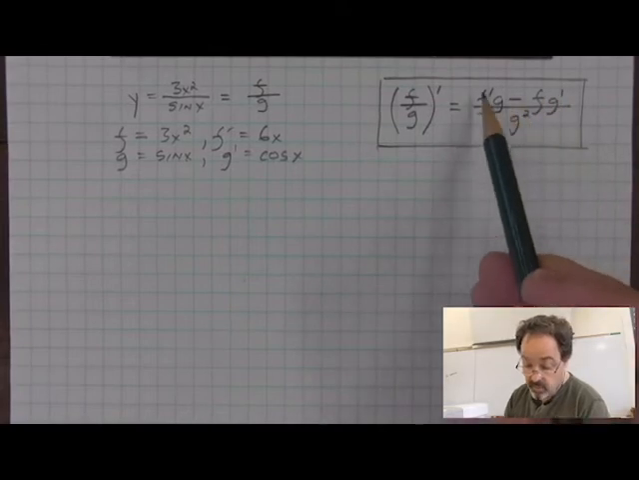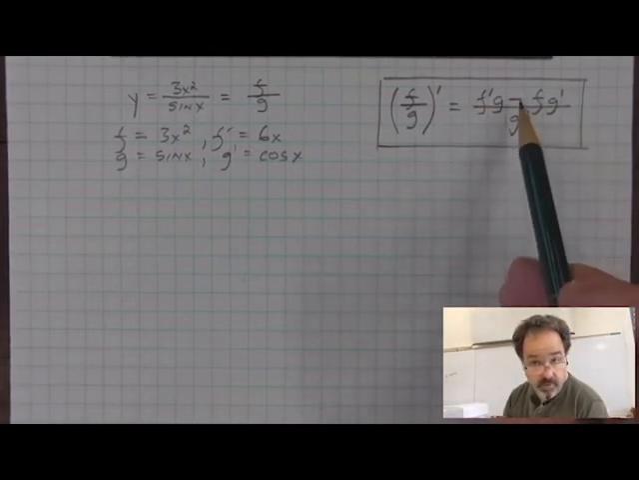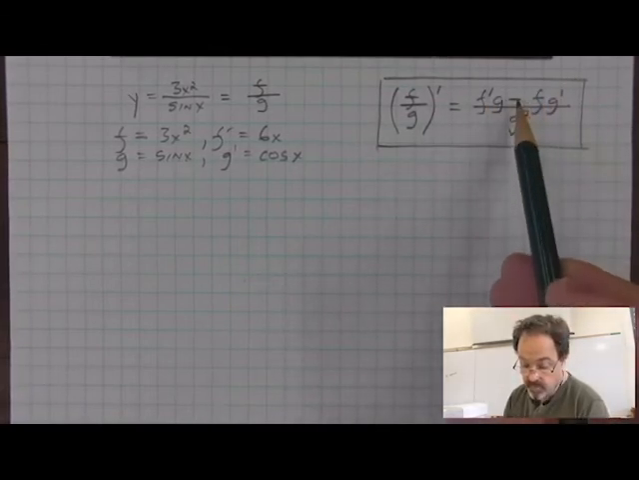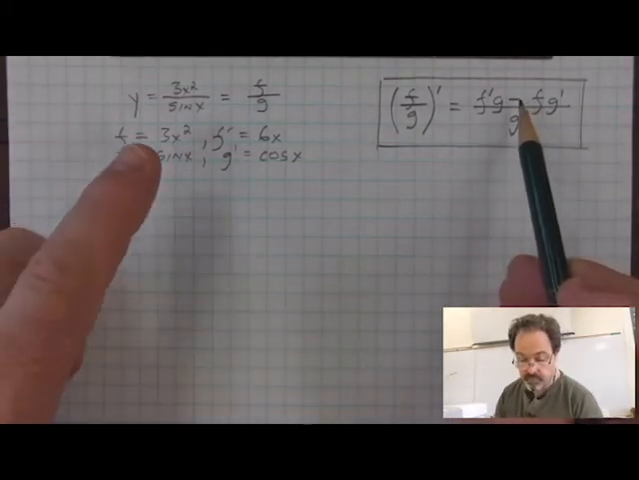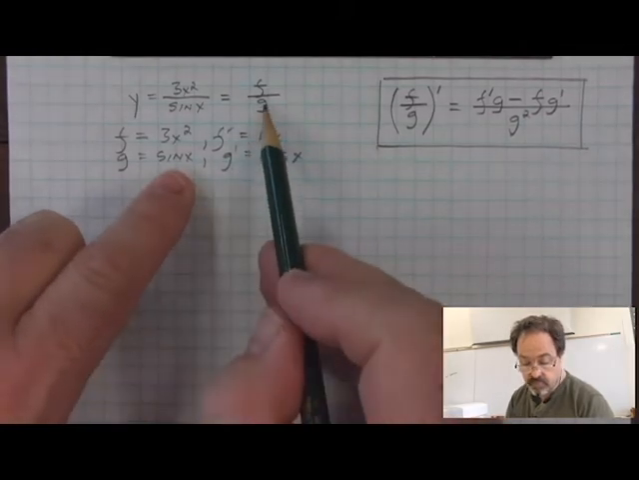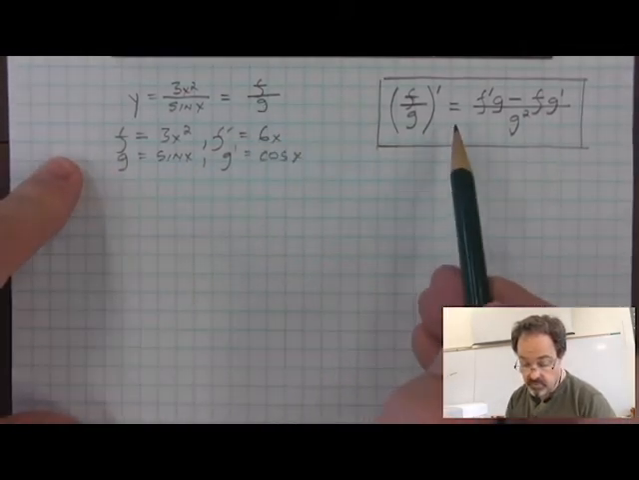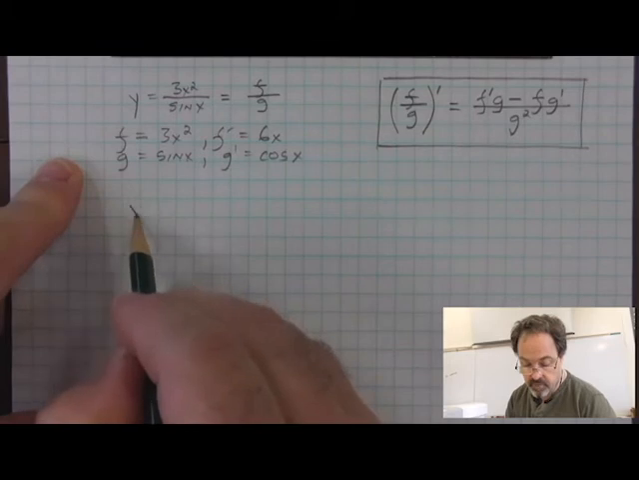Notice that the numerator is very similar to the product rule for differentiation, but we're not adding. In this case, we're subtracting. So if we have the pieces of the structure of the function, we can use this pattern to find the derivative of y.